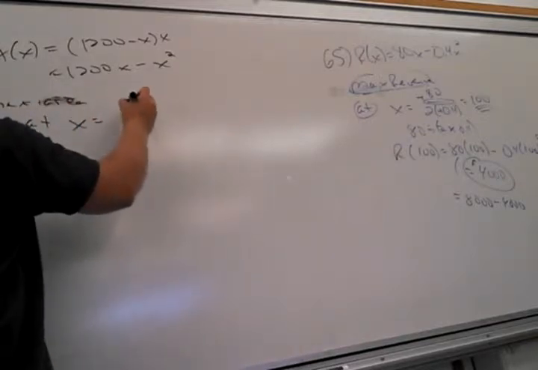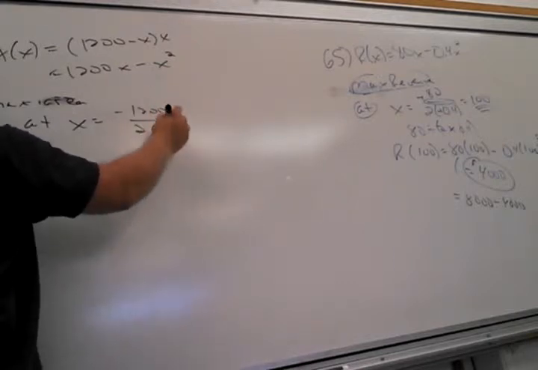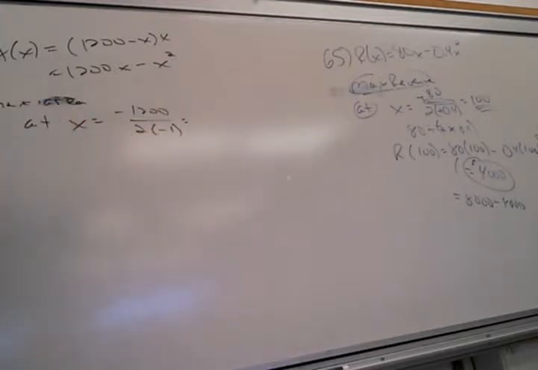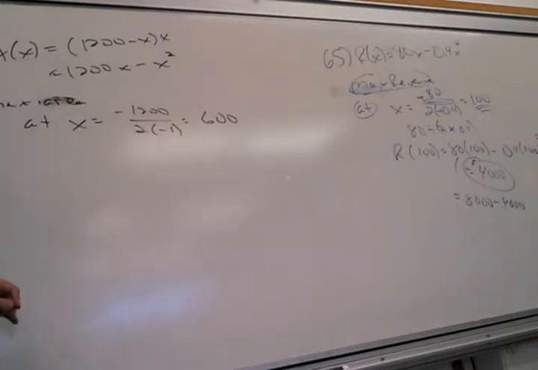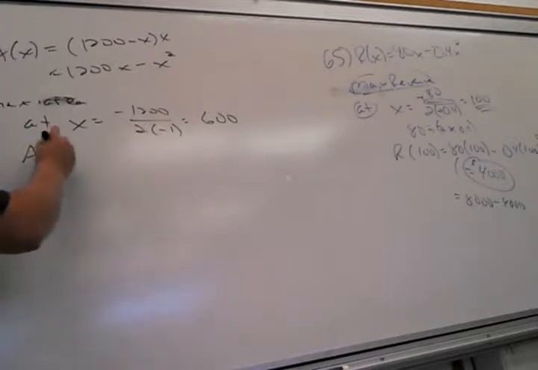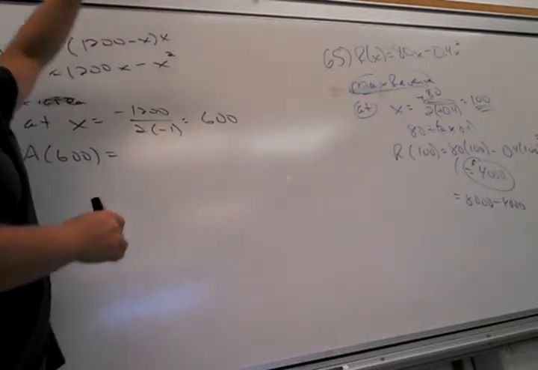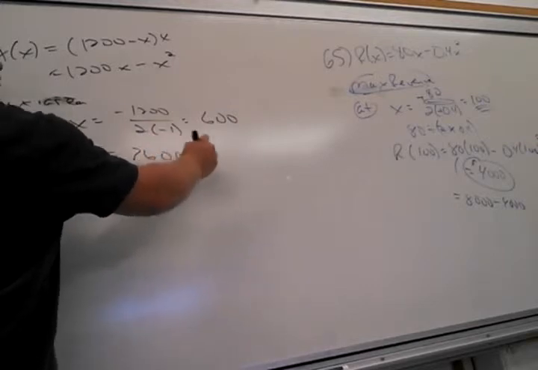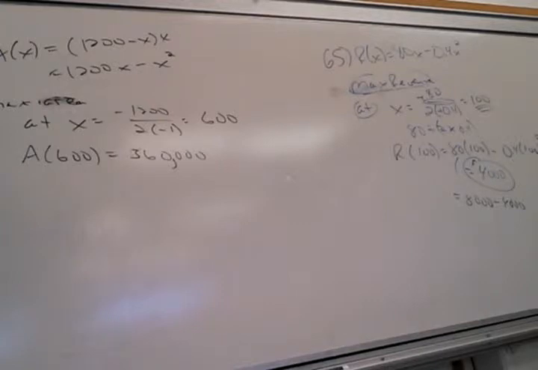Okay, that's a good start. So that would be negative 1,200 divided by twice negative 1. Cool. 600. Plug 600 in to find the area. A quick way to do it is 1,200 minus 600 is 600, times 600 is 360,000. A lot of numbers. Which relates to this being a square.